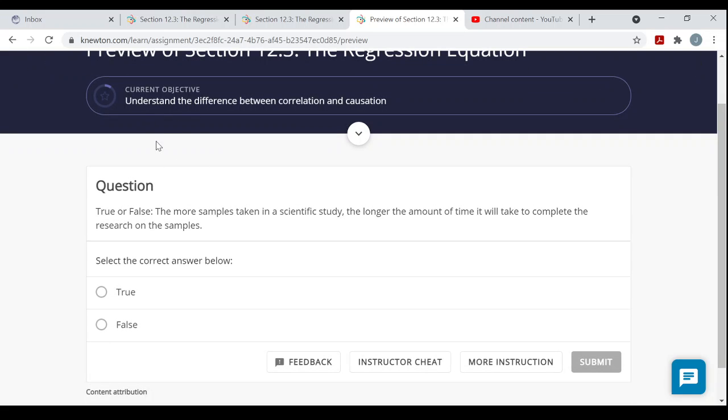All right, so here, understand the same objective. True or false, the more samples taken in a scientific study, the longer the amount of time it will take to complete the research on the samples. Now, are they talking about the amount of research in each sample or all total? If you take more samples, it should take you longer to complete the study.